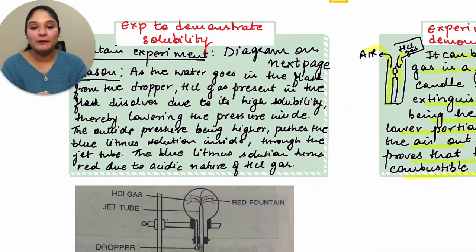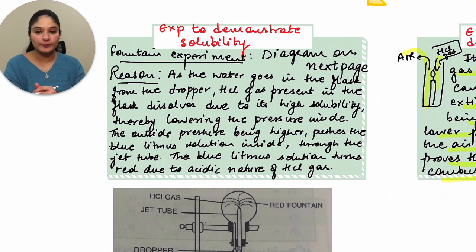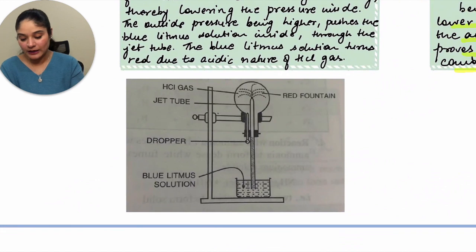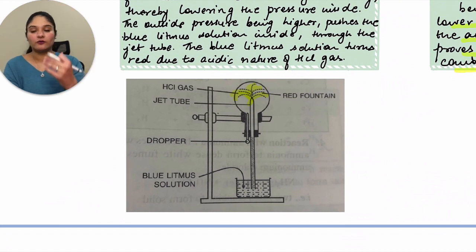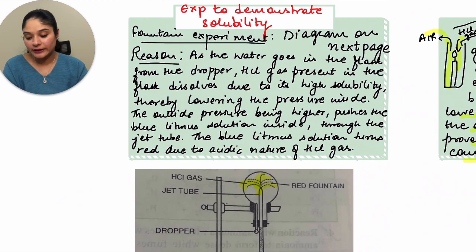This is an experiment to demonstrate solubility. So we mentioned that HCl gas is highly soluble in water, and this is an experiment to prove it. The name of this experiment is fountain experiment, and this is what the apparatus looks like. Why is it called fountain? Because you see a fountain in the round bottomed flask on the top. So let's read about it.